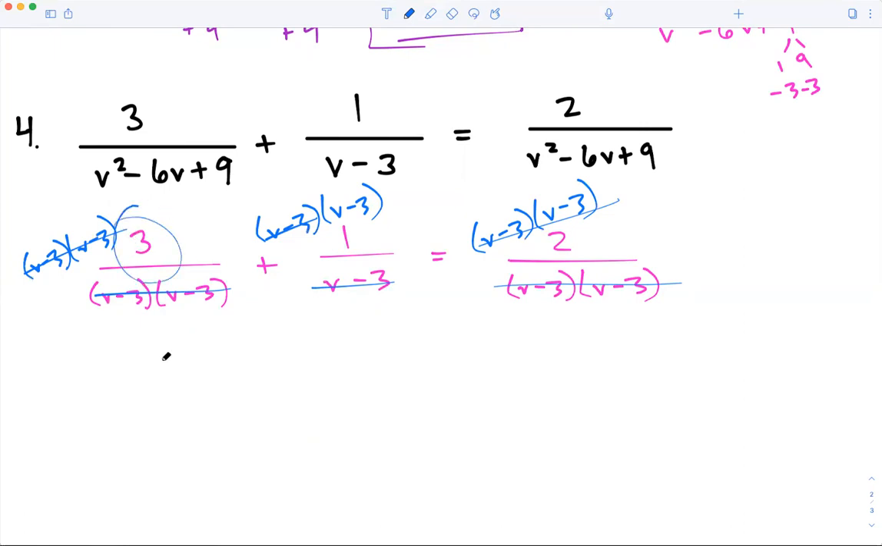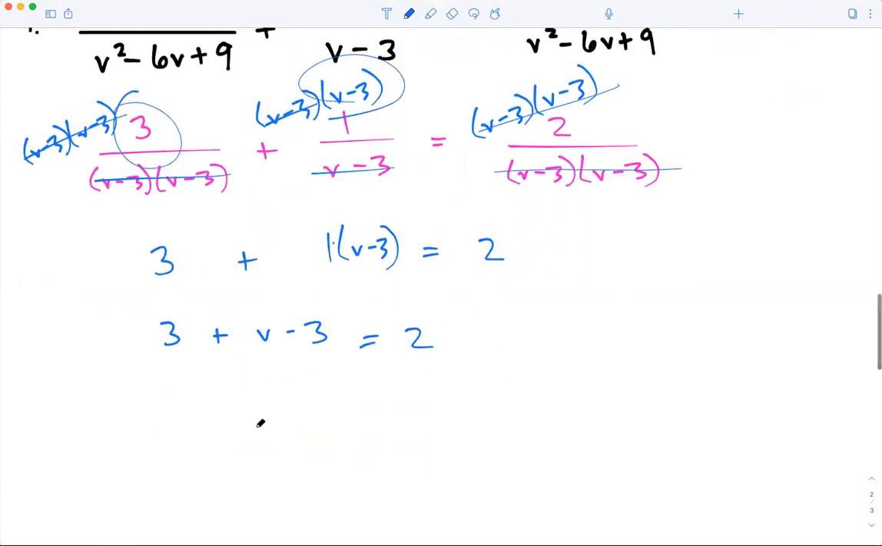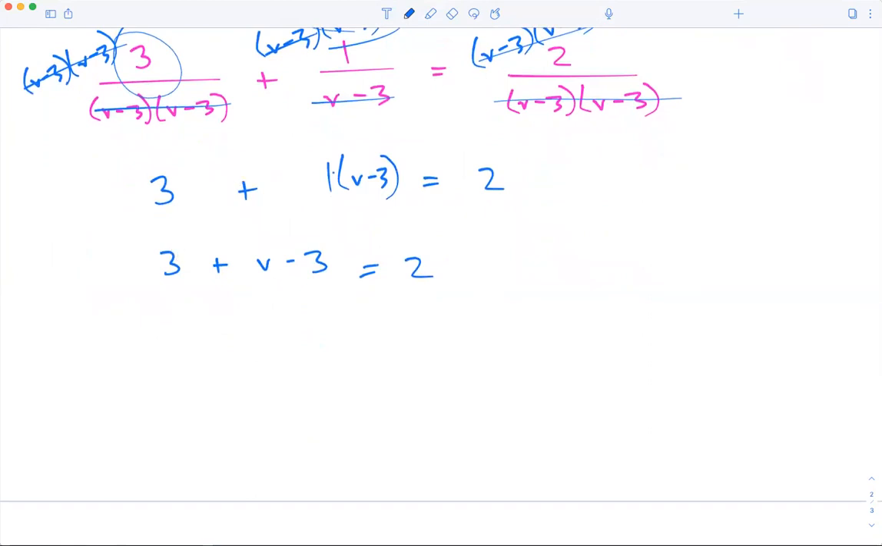What do we have? 3 plus 1 equals, 1 times the v minus 3. We don't want to forget this, right? Equals the 2. So we got basically 3 plus v minus 3 equals 2. These combine right here, the 3 and the negative 3. 3 minus 3 is 0. Well, that's easy. And then we got v equals 2. Oh, look at that. That just worked out perfectly. And we're done.